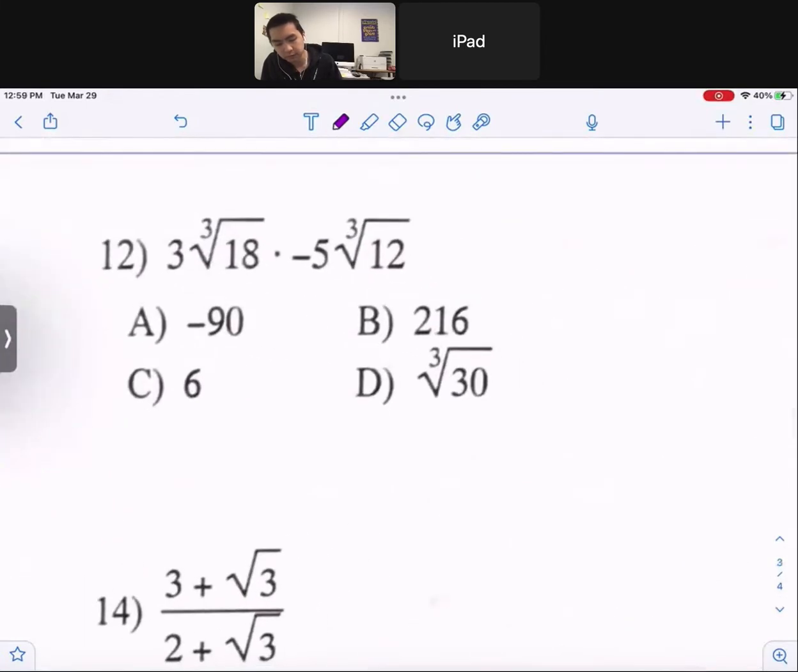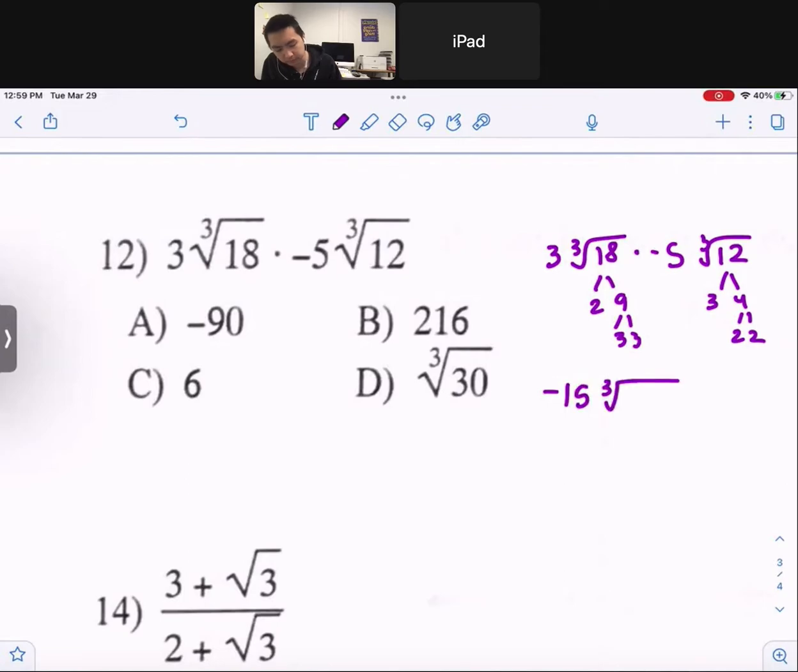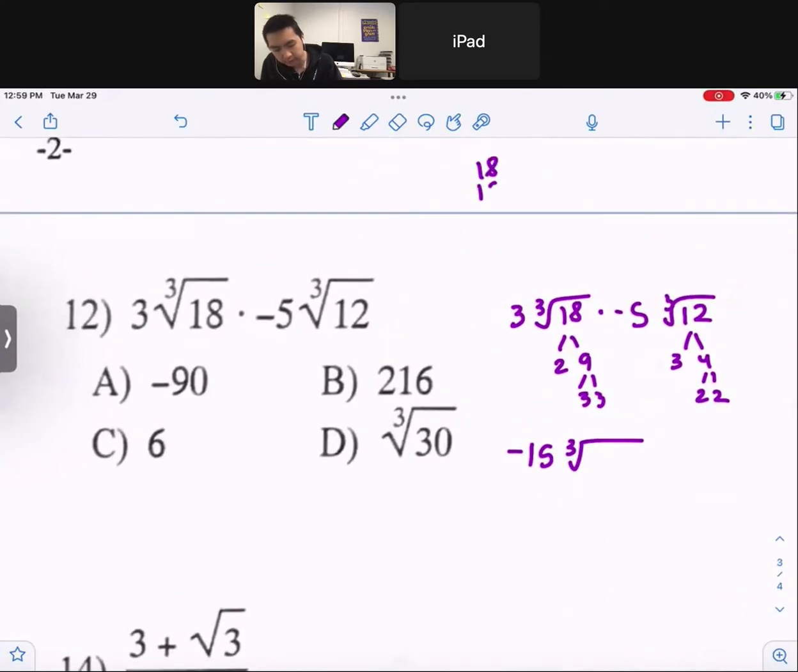Number 12. So we should probably break these ones down, right? So that's 2 and 9, 3 and 3. And this is 3 and 4 and 2 and 2. So this one, it doesn't seem like we could break this down, so we're gonna have to multiply these across. So negative 15, cube root of 18 times 12, 36, 6, 1, 216. Oh, perfect.